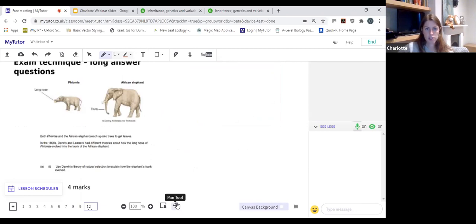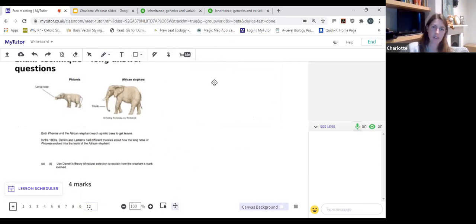Okay, longer answer questions. Sticking with the theme of evolution here. So, look at this diagram. In the 1800s, Darwin and Lamarck had different theories about how the long nose of Phiomia evolved into the trunk of the African elephant. So we know we're looking at the trunk here, that's the main thing. The question that I've picked up on for 4 marks is use Darwin's theory of natural selection. That's a pretty clear instruction. So use the theory of natural selection to explain how the elephant's trunk evolved.